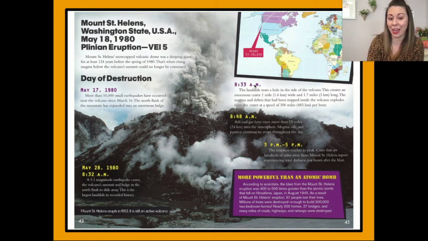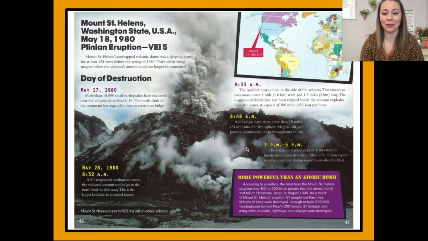Then at 8:33 a.m., so just 1 minute later, the landslide tears a hole in the side of the volcano. This creates an enormous crater 1 mile wide and 1.7 miles long. The magma and debris that had been trapped inside the volcano explodes from the crater at the speed of 300 miles per hour. 8:48 a.m. Ash and gas have risen more than 15 miles into the atmosphere. Magma, ash, and pumice continue to erupt throughout the day.